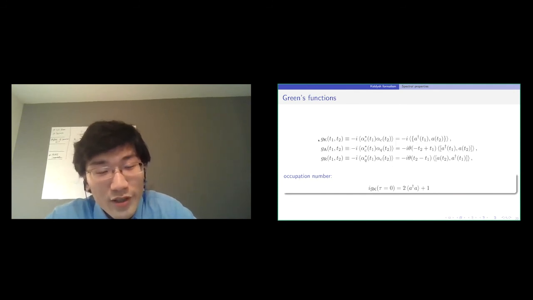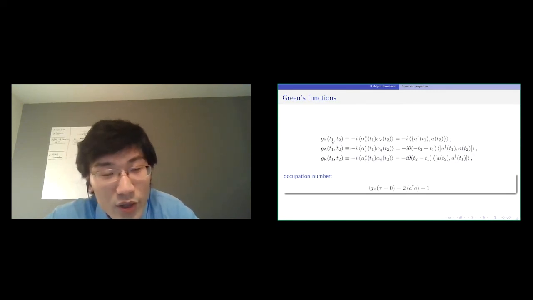So, for example, you can calculate some observables from the Green's function. Here I write down the Green's function as a function of t1 and t2. You can show that in the steady state, it will only depend on the difference between t1 and t2. I will denote that as tau. So, for example, the photon number can be calculated by setting the difference to be 0. You can see from the Keldysh form that this is just 2 times a dagger a plus 1. This will give you the photon number.